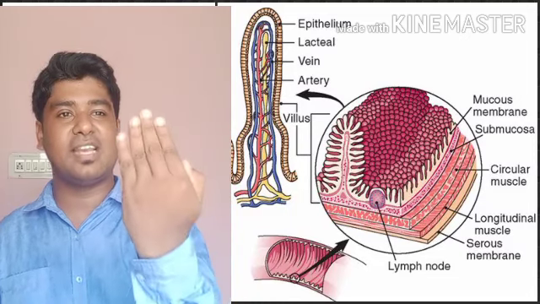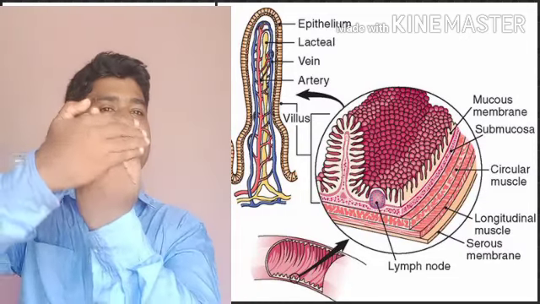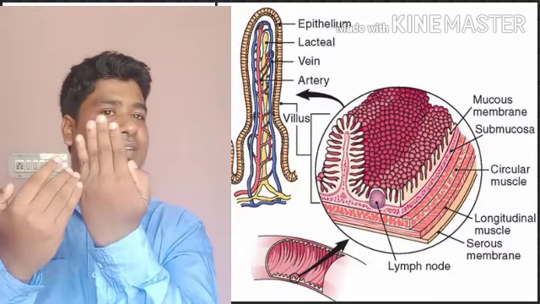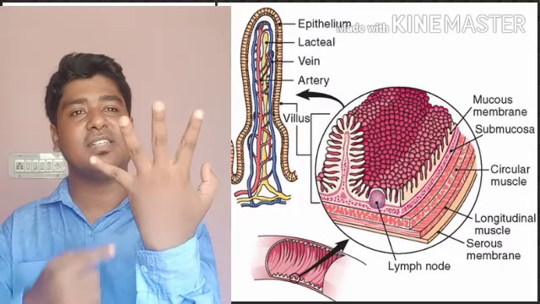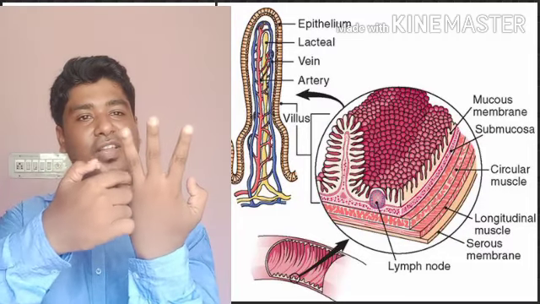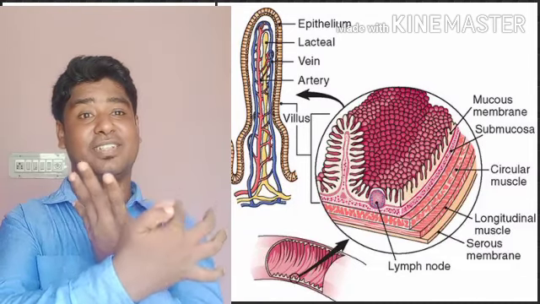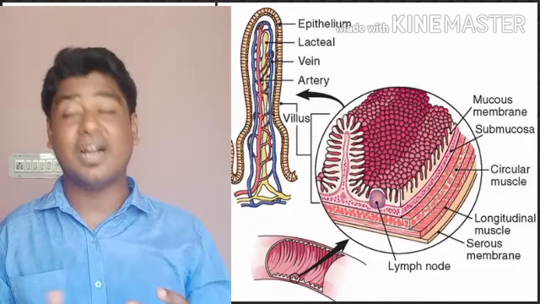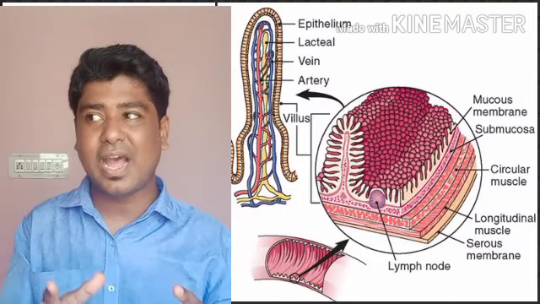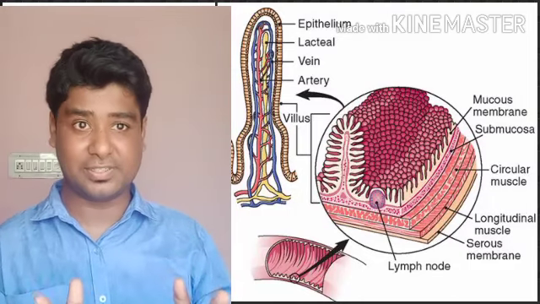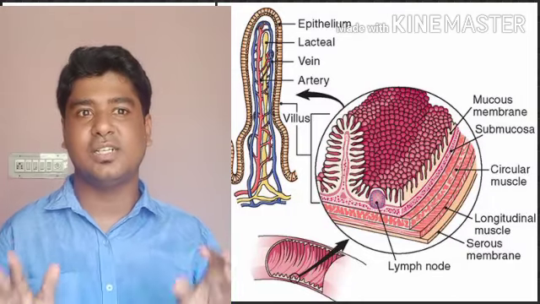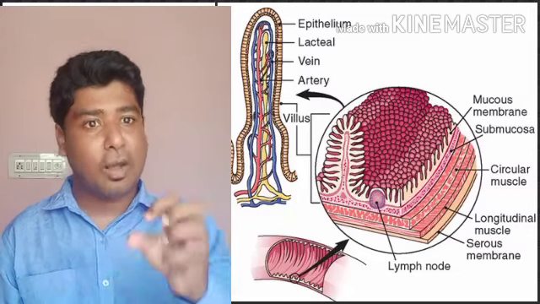Suppose if the hand is like this, the surface area will be only this, right? If I expand these fingers, you can check out the surface area is going to increase 5 times, right? So that is why the villi are in the shape of fingers, in finger-like projections. That is villi. It helps in absorption of food.